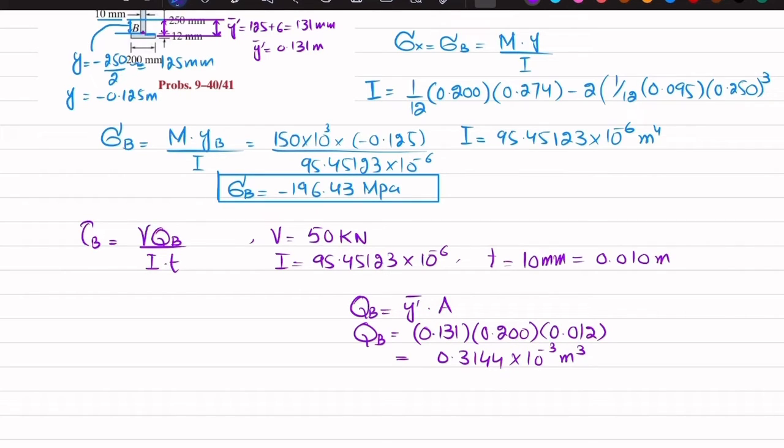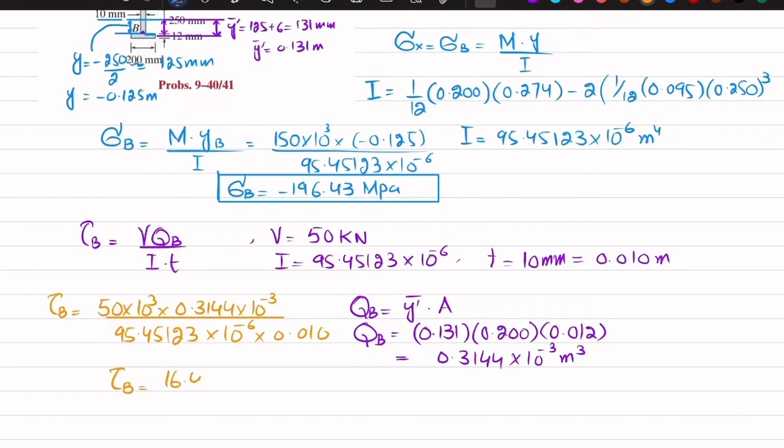Now you have all the values, you can just put them in. The shear stress at point B is equal to the shear force, 50 into 10 raised to power 3, multiplied by QB, 0.3144 into 10 raised to power minus 3, divided by I, which is 95.45123 into 10 raised to power minus 6, into T, 0.010. When you calculate it, the shearing stress at point B comes out to be 16.47 megapascal.